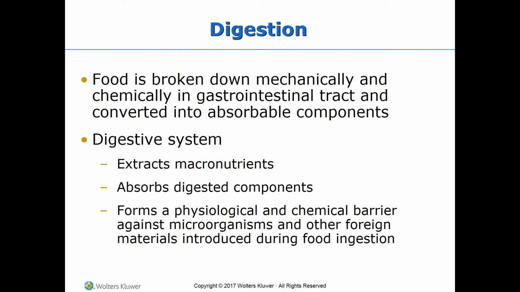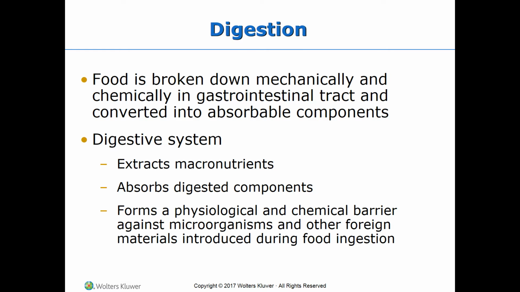Now, the digestive system is essential for digesting and extracting these macronutrients, absorbing these nutrients, and forming a physiological and chemical barrier against microorganisms and other foreign substances that can be introduced during food ingestion.